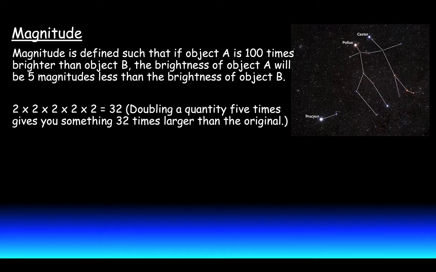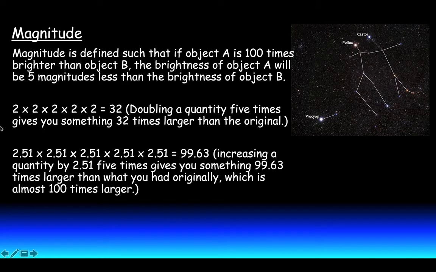So, if I say 2 times 2 times 2 times 2 times 2 is 32, doubling a quantity 5 times gives me something 32 times larger than the original. If I say 2.51 times 2.51 times 2.51 times 2.51 times 2.51, well, if I increase some quantity 2.51 times, and I do that 5 times, I get 99.63. So after 5 steps, I increase that quantity by almost 100 times, which is how we're defining the difference in magnitude.